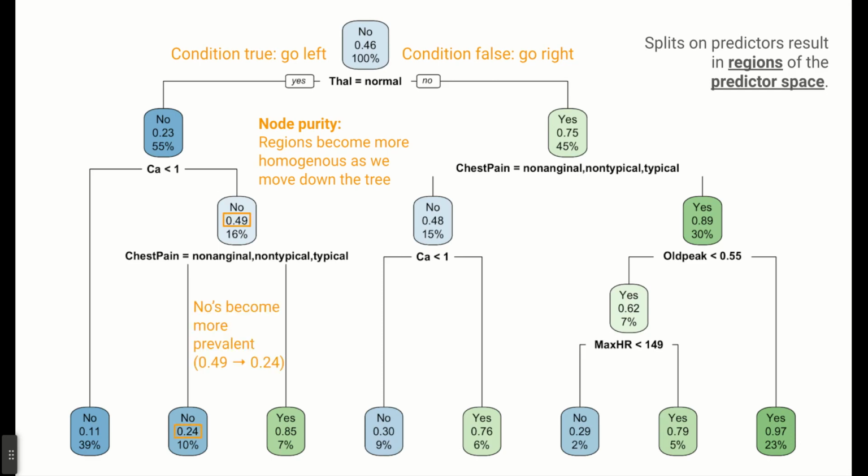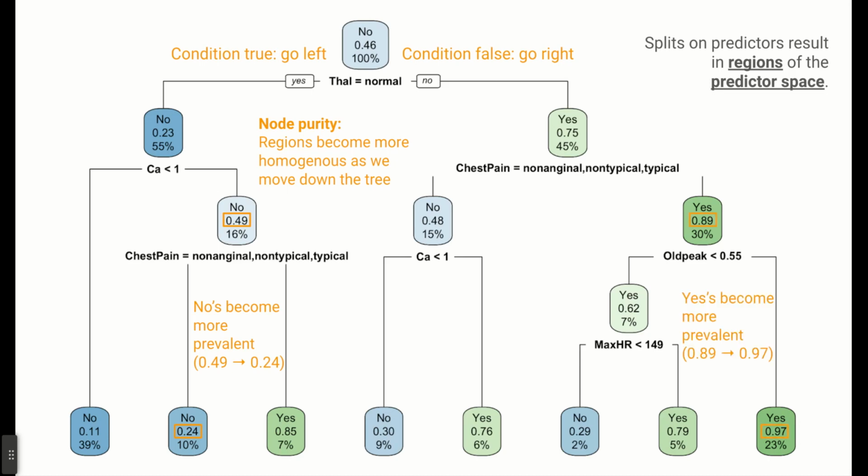For example, for this split on the left, the original region had 49% of cases with heart disease, barely forming the minority, which resulted in an overall class prediction of no heart disease for this original region. But after the split, we see that the left region became even more homogeneous. The reduction of 49% of cases with heart disease to 24% indicates increasing homogeneity defined by the no heart disease outcome.